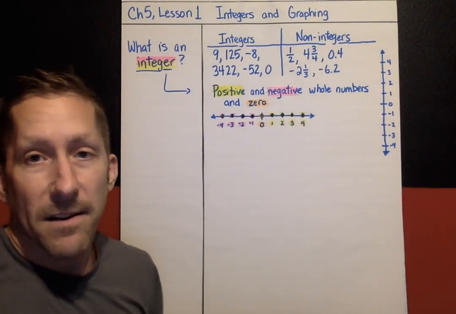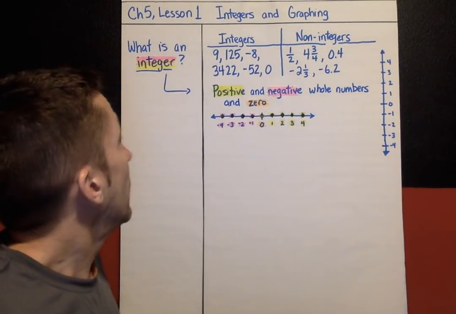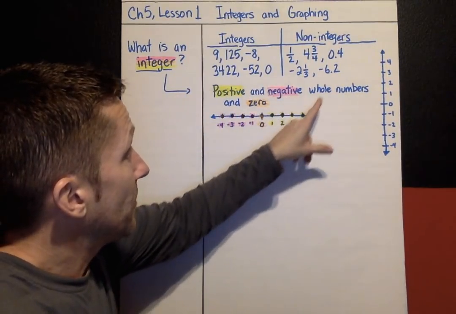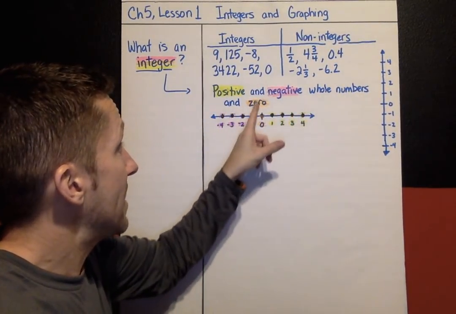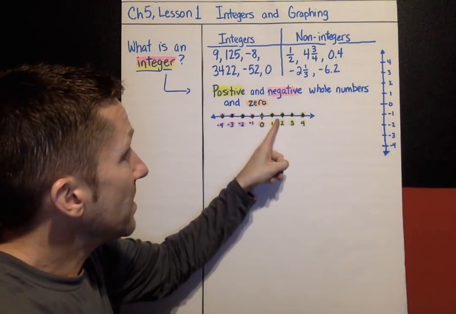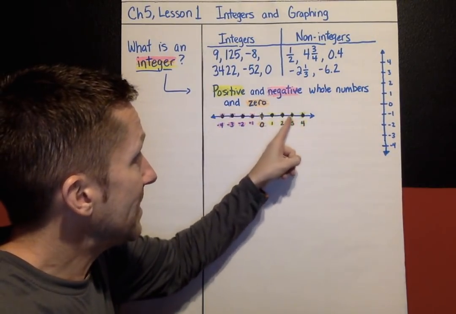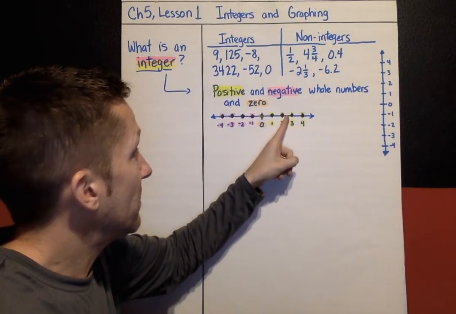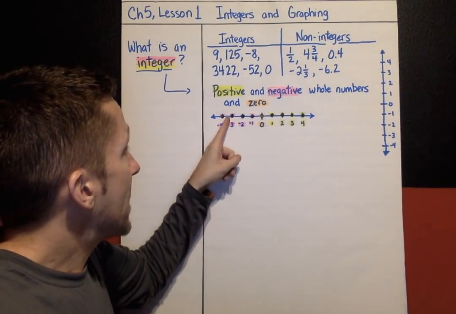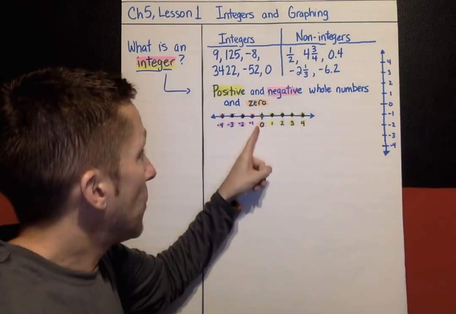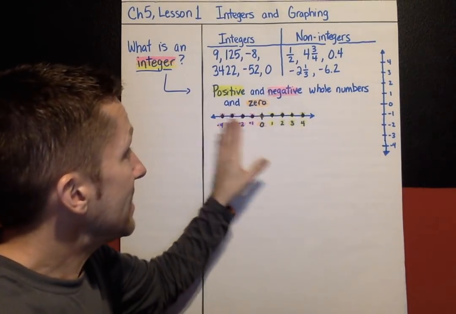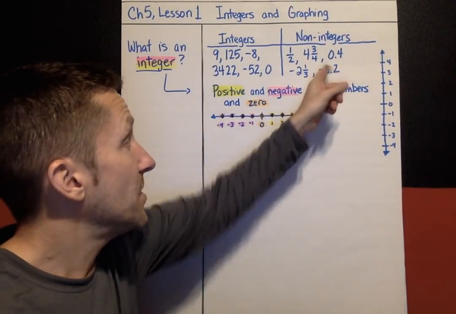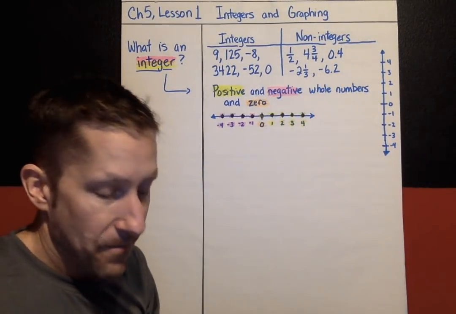So now we've got a color coordinated example of integers. Positive and negative whole numbers and 0. It's nothing in between. I'm not highlighting anything in between. A half, 1 7/8, 2.7, -3.5, -0.9. Anything that's in between, not a whole, non-integer. All right.